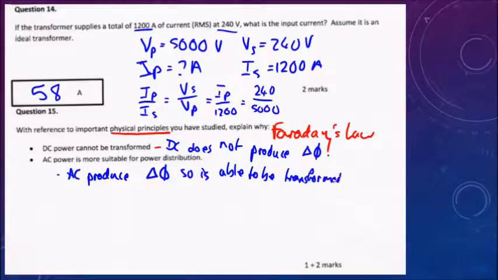But if you just say AC can be transformed, you're not actually referring to any physical principles at all. You're just saying something that we learned last year. But if you say it can be transformed because it produces a change in flux, then you're linking that to Faraday's law. Okay, so then we can say that it can be stepped up to high voltage with low transmission current.